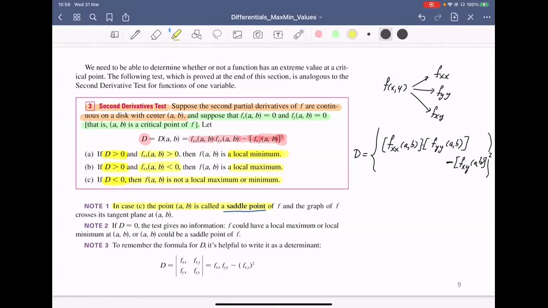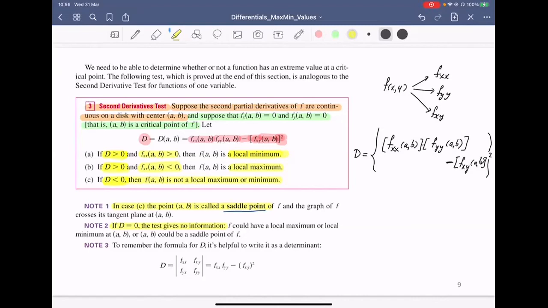Note number 2, if D is equal to 0, the test gives no information. If you compute your D and you get 0, this is the case of no information, so you cannot conclude anything from there. You have to use another theorem, which is harder and outside the range of calculus 2. So for the questions in this class, your D is going to be positive or negative for sure. Because if D is equal to 0, it is inconclusive, and you cannot solve it by using the second derivative test.